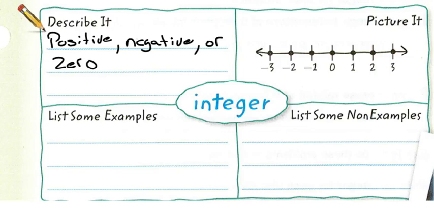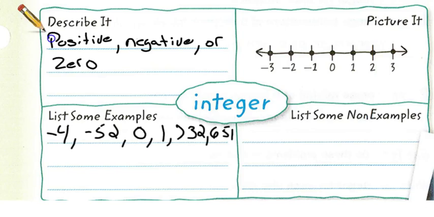Now, we're not really looking at fractions. We're not really looking at decimals. Those are going to be more when we talk about rational numbers. All right, so integers are more full whole numbers, which is kind of nice. All right, some examples, well, like we said, like a -4. How about -52? How about 0? How about 1,732,651? Integers. All of them are integers.